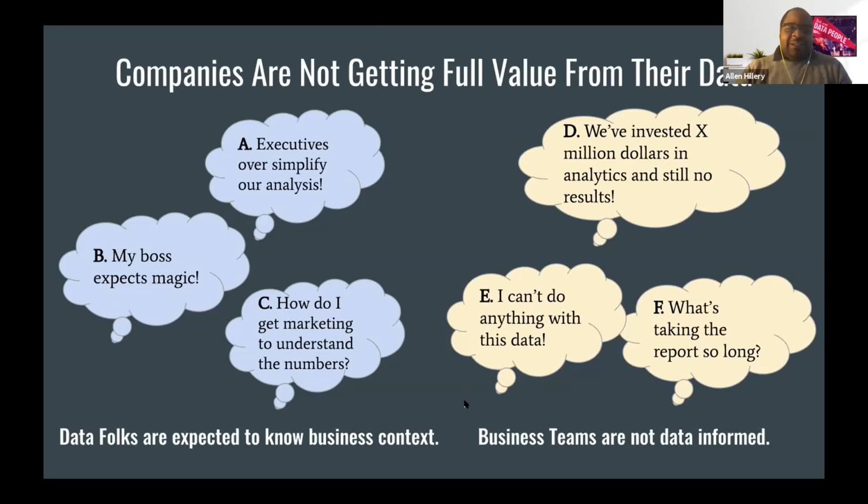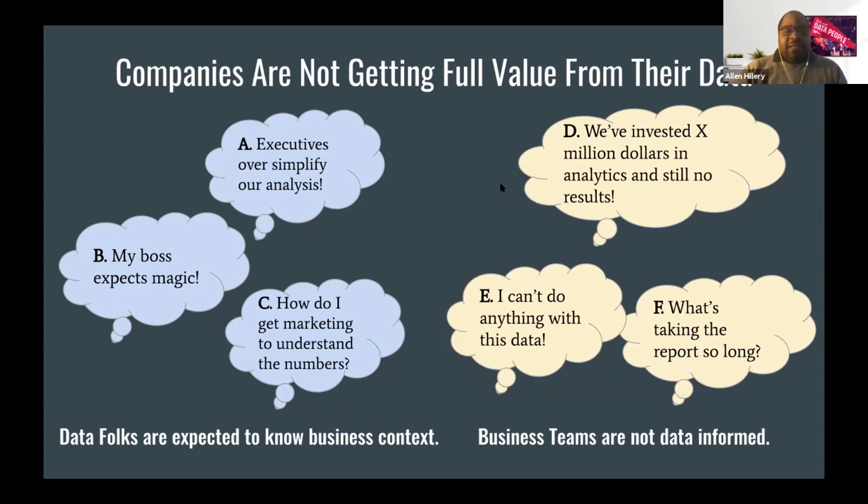On the data side, you hear things like: the executives are oversimplifying our analysis. They don't seem to understand what we're doing. My boss expects magic. How do I get marketing to understand these numbers? And they're always asking me, is it real time? And then on the business side, we hear: we've invested about $50 million in analytics, and there are still no results that I can use. I can't do anything with this data. Or, why is this report taking so long?